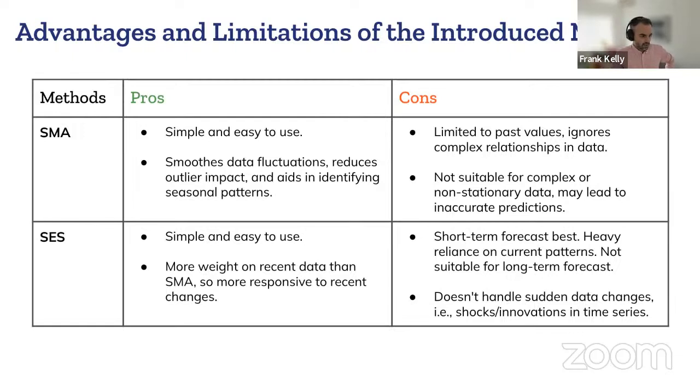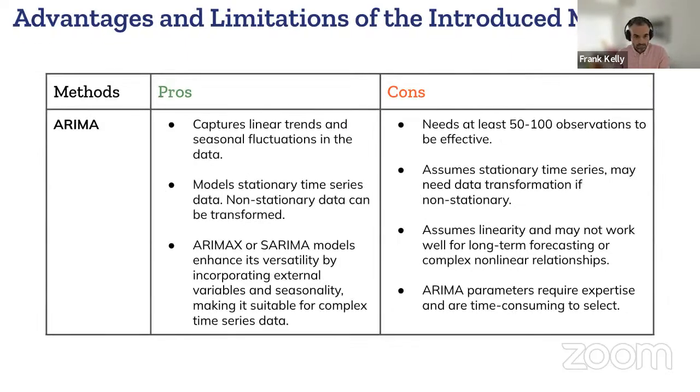So single exponential smoothing is also simple, easy to use, and it places more weight on the most recent observation. So it's even more responsive to recent changes. And it can be extended to quite complex models, such as the Holt-Winters one we discussed. The downside is it really is for short-term forecasting because it relies on current patterns, and again, it doesn't handle sudden shocks in the data.